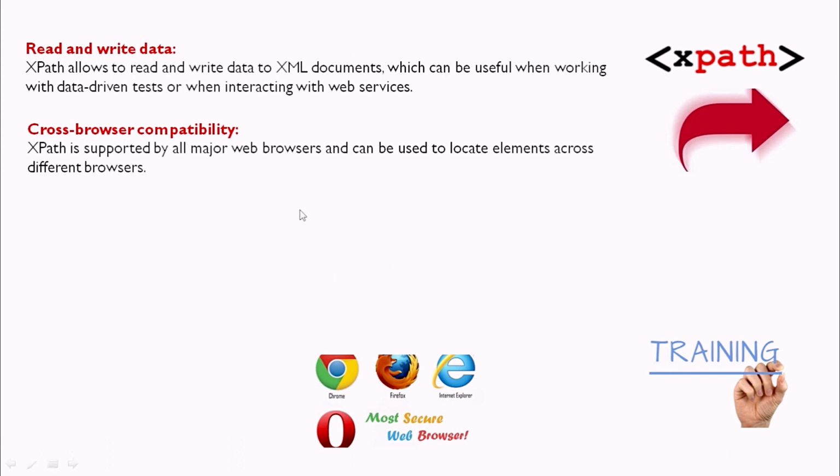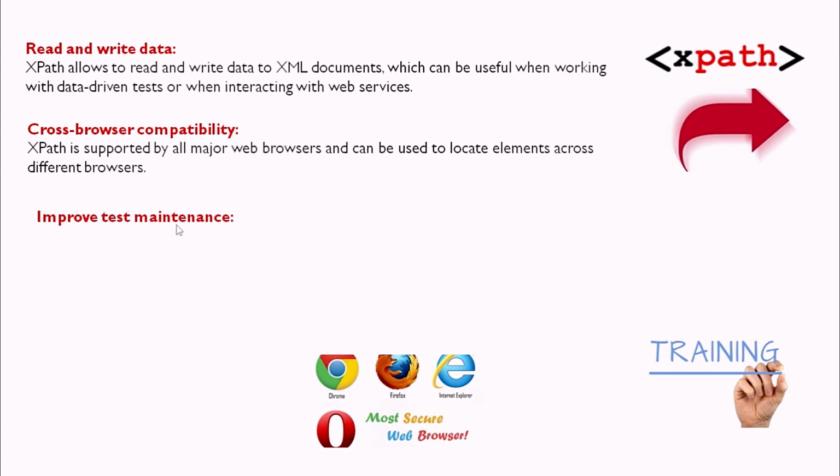If you have written a locator using the ID in the Chrome browser, and that ID locator is not supported in the Firefox browser, in that case your test script will fail. But when you write such web elements using XPath locators, it will be supported by all the browsers and your script will work as it was working in the previous browser. So XPath supports cross-browser compatibility also.